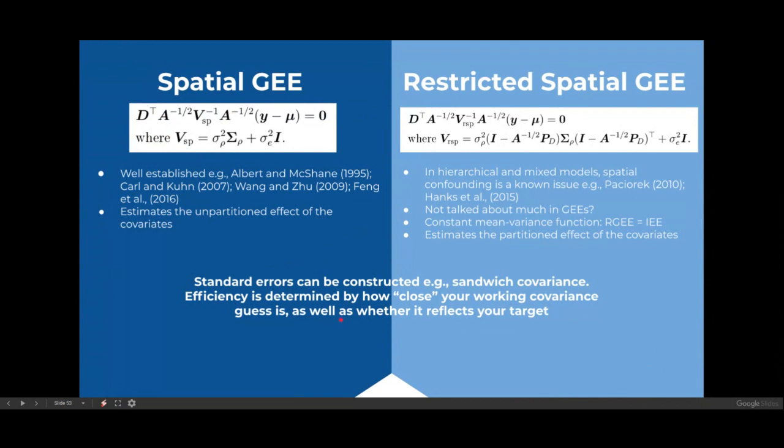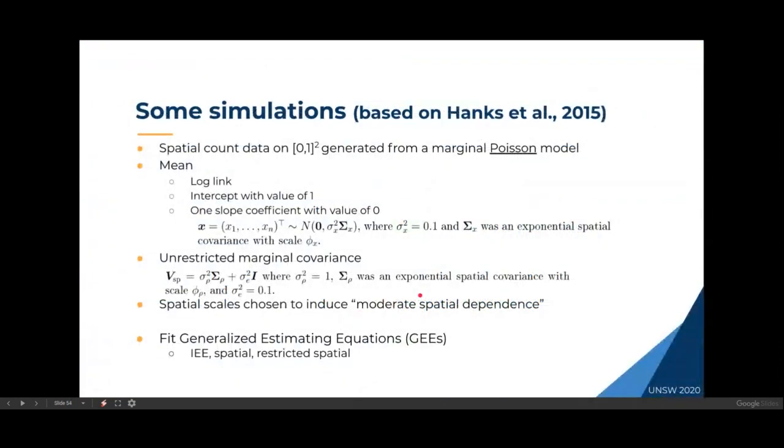Okay, so I've got a little bit of time left, and I can now come back full circle to the simulation. This is the last part of the talk. I can come back full circle to the simulation that I showed you at the beginning, and embellish it with a little bit more information. So it's still a Poisson model. The spatially structured covariance ended up being from an exponential spatial covariance.